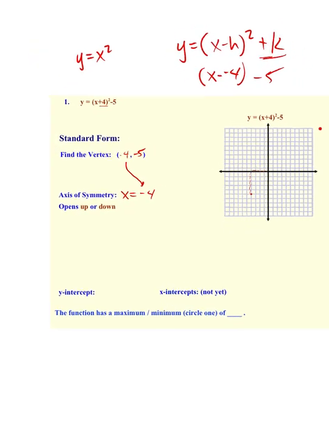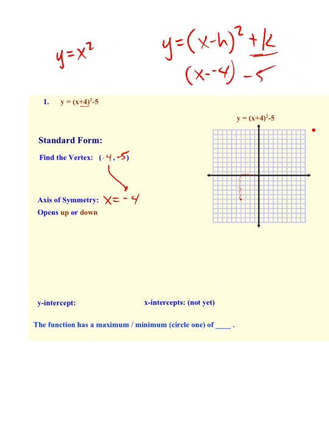Now for opening up or down, we have to think about the a term out in front. Technically I didn't write it there, but there is an a out front, and the a in this particular problem is 1, which of course means a is greater than 0, so that means it opens up. So this will be going uphill as we graph in either direction.